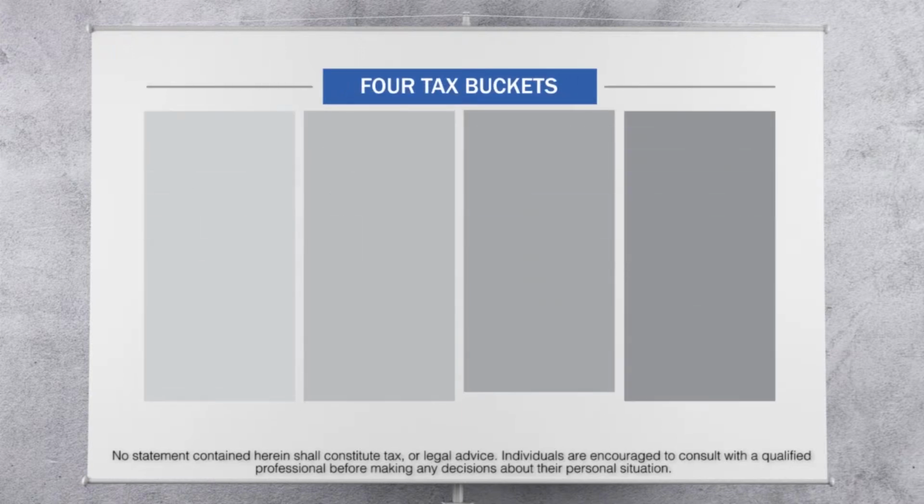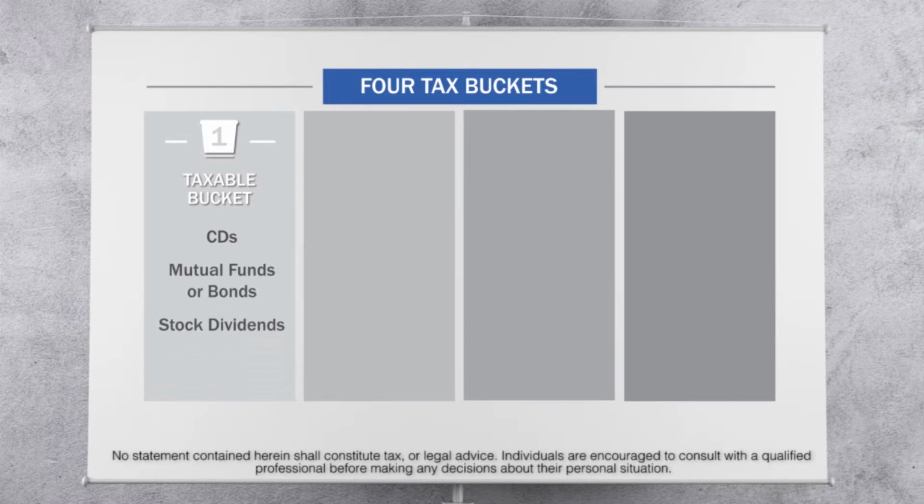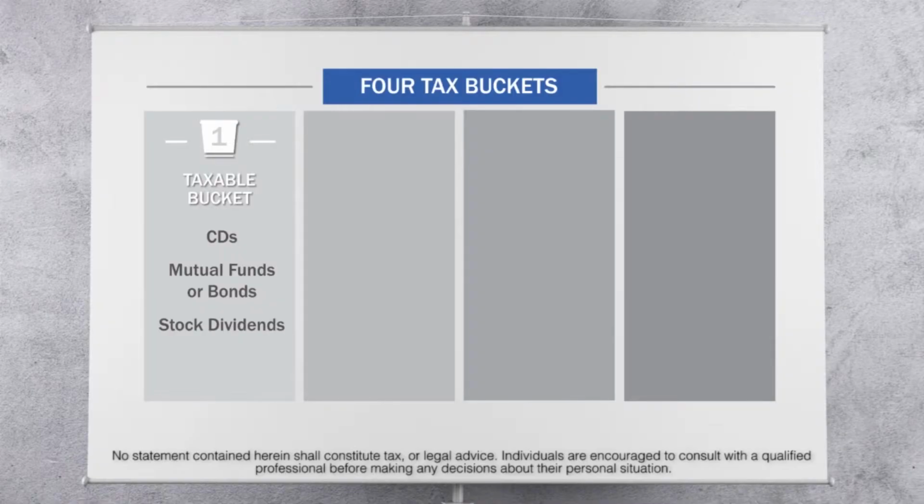The first bucket is your taxable bucket. So any accounts or financial vehicles that you pay tax on each year, whether or not you pull money out, fall in this bucket. So what does that mean? It means bank accounts like CDs, brokerage accounts, or your mutual funds. Anything that gives you a 1099 each year, even though you didn't pull money out. Maybe you're reinvesting. That falls in this taxable bucket.